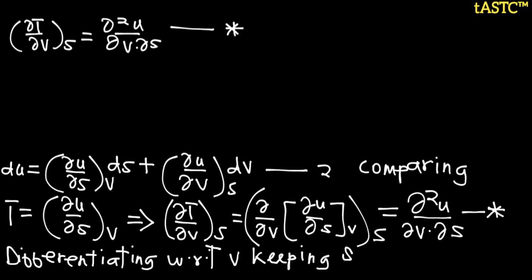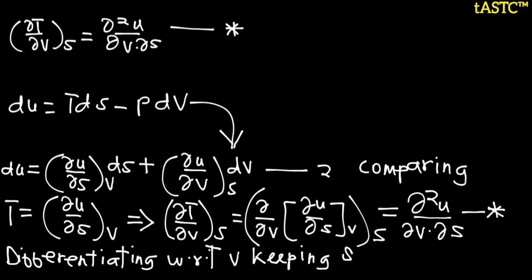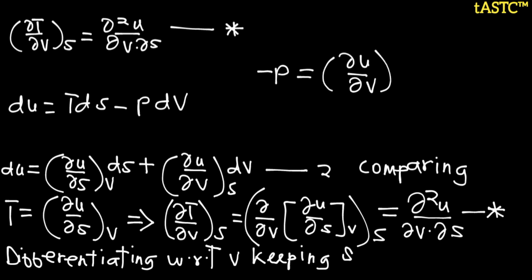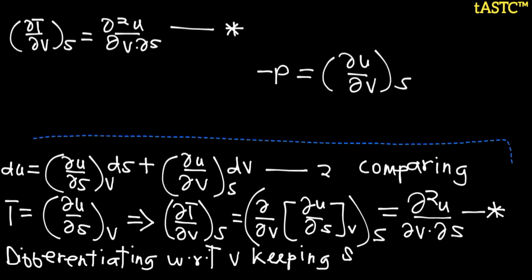Now we had initially that dU is equal to TdS minus PdV. Since we have a dV here, we're going to see that negative P is equal to dU dV at constant S. So that is what we need to use in this case. I'm going to take this arrow out, and we're going to say that negative P is equal to partial U partial V with respect to S. So I'm going to wipe everything out from here.